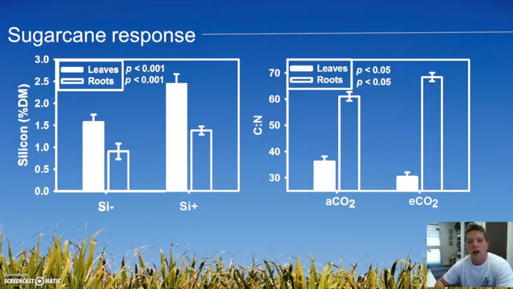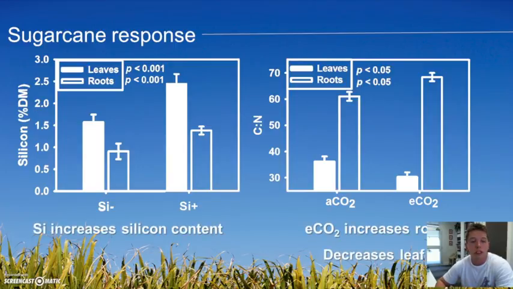And interestingly, I actually found the opposite. I actually found a decrease in the CN ratio of the leaves, which could potentially indicate that the leaves are increasing their nutritional value under elevated CO2. But that's something that would need to be followed up on in the future. But we're definitely seeing an increase in that CN ratio in the roots. So the silicon treatment increases silicon content, while elevated CO2 increases the root CN while decreasing the leaf carbon to nitrogen ratio.